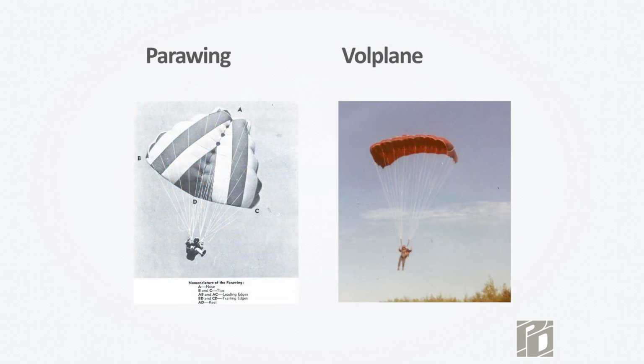The parawing, kind of like a Regalo hang glider, and this thing over here called a volplane, that looks like a ram air parachute, but only the front part is inflated like a modern parachute. The back part is a single surface. That also is a little unusual. It had a hydraulic reefing system.